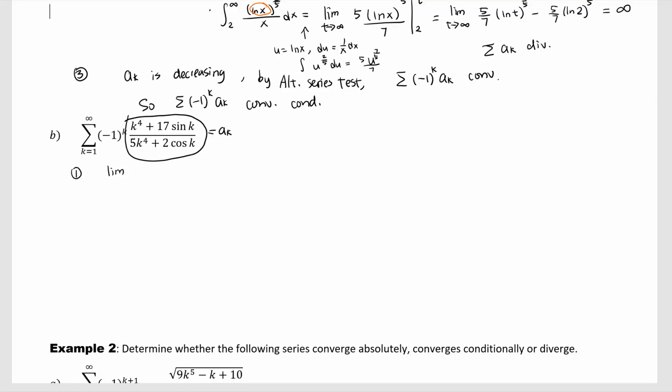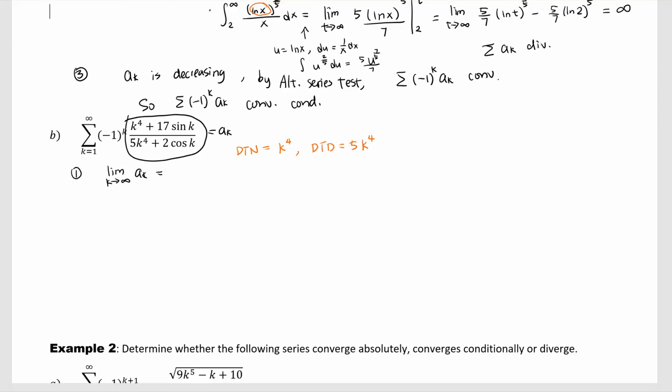We first compute the limit of the sequence. Let's see, what is the dominant term of the numerator? You can see the dominant term of the numerator is k to the 4th. And what's the dominant term of the denominator? 5k to the 4th, right?